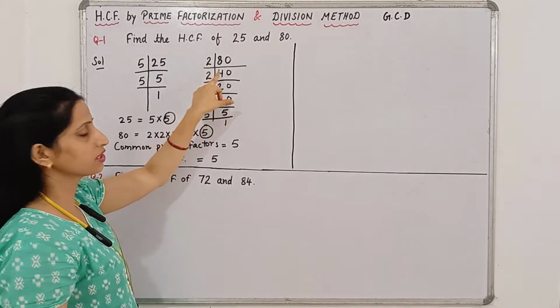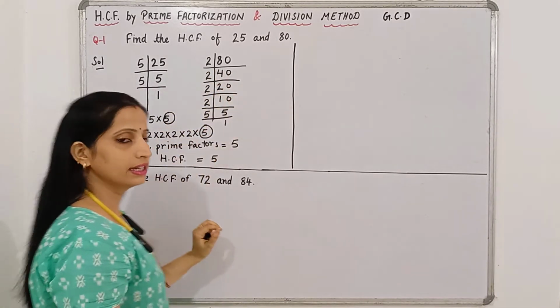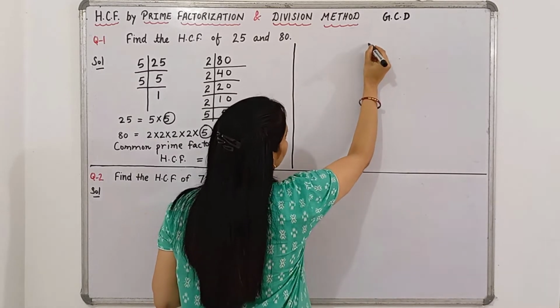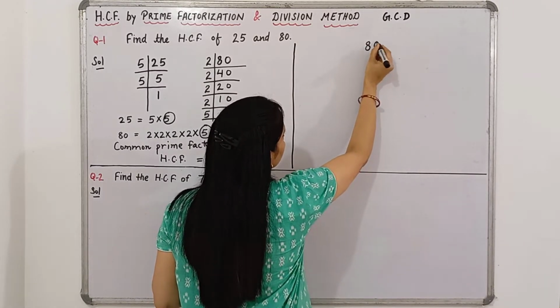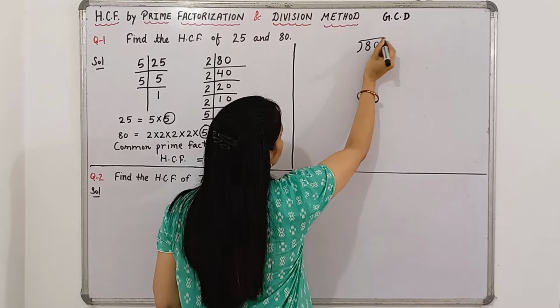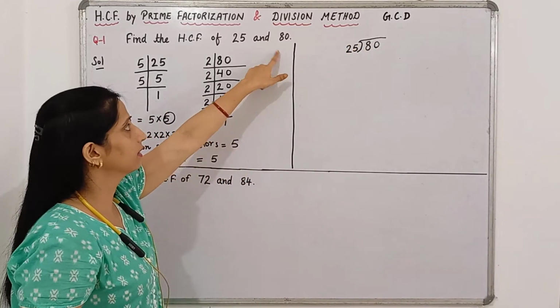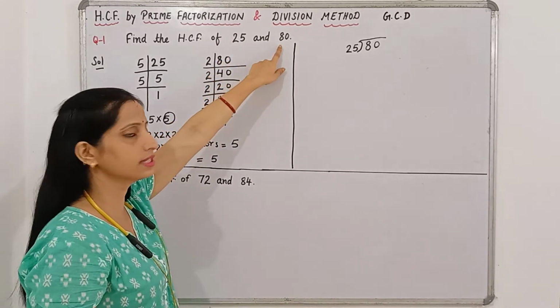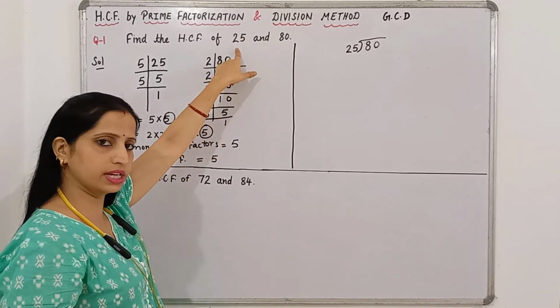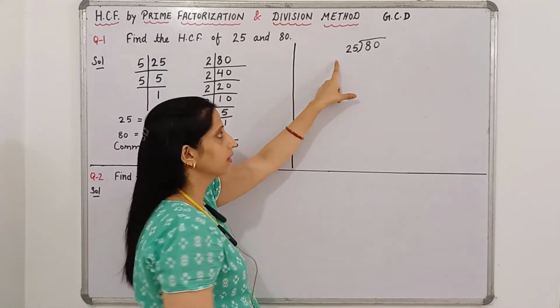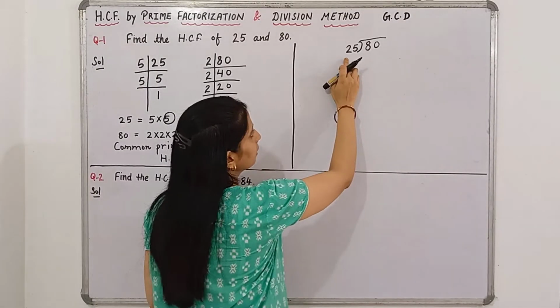Now the same question we will solve by the division method. Let's see how. In the division method we will always divide the greatest number by the smallest number. So here two numbers are given, one is 80, one is 25. Our greatest number is 80. The smallest number is 25. So always start dividing the greatest number by the smallest number. Let's do the simple division.